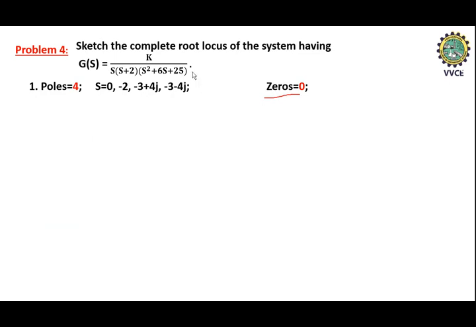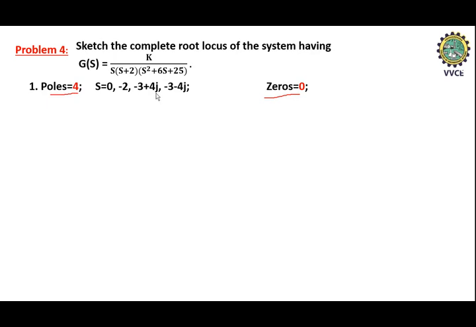And in the denominator there are many roots. How to find out the roots? s equal to 0, that is one root. s equal to minus 2 is another root. This is a quadratic equation, we need to find out the roots. If we solve this quadratic equation, we will be getting minus 3 plus or minus 4j. Two roots we will be getting. So the total number of poles, that is roots from the denominator, are 4. So the total number of poles is equal to 4.